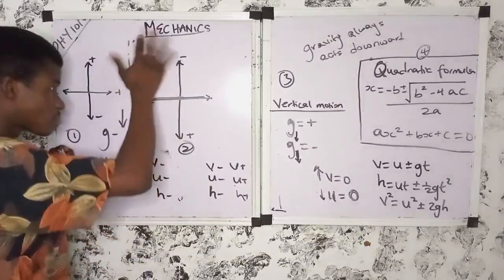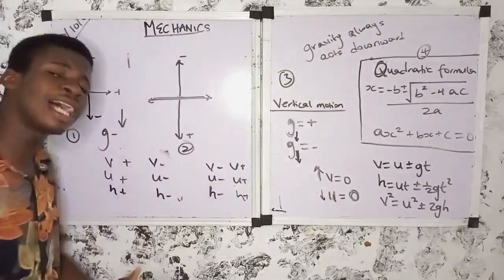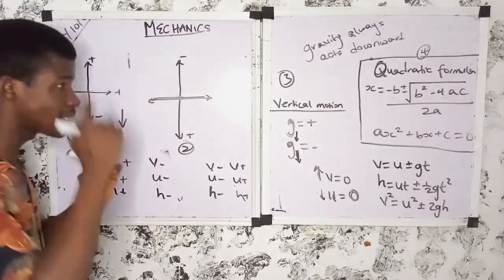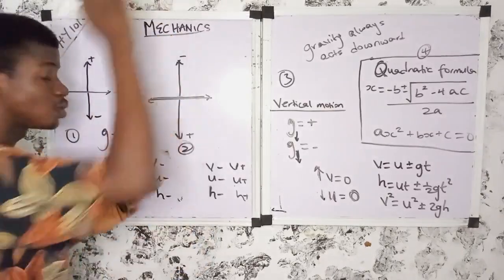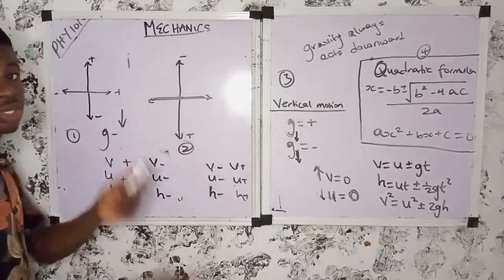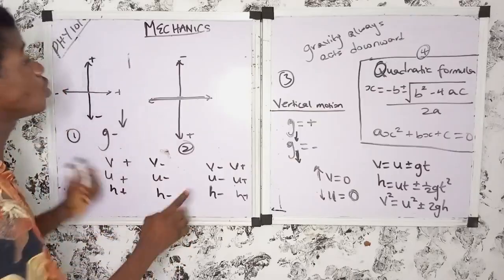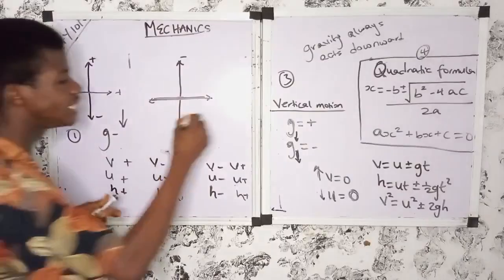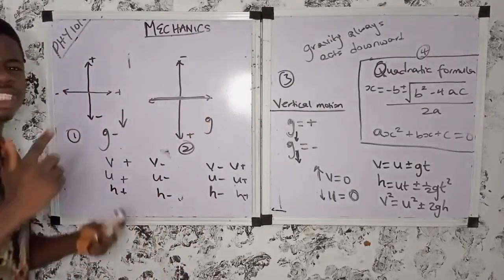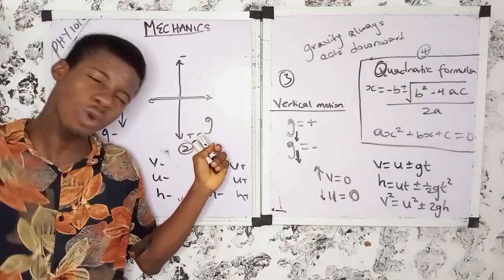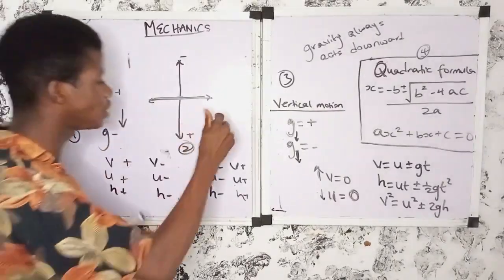Now, what about using the second coordinate? Remember, G is not affected by the direction of motion of the object, because G always acts downward. G does not act upward. So using the second coordinate, when a body is thrown upward, G will be positive, because G always acts downward.